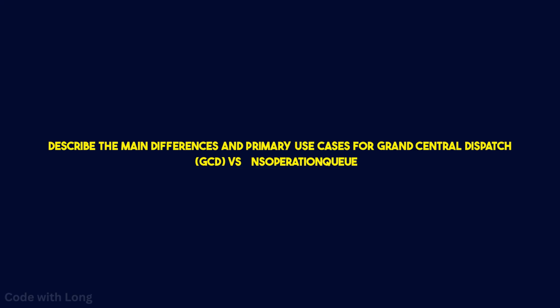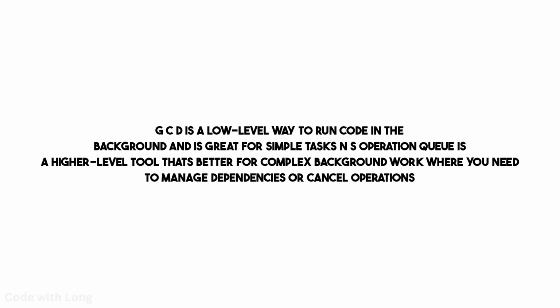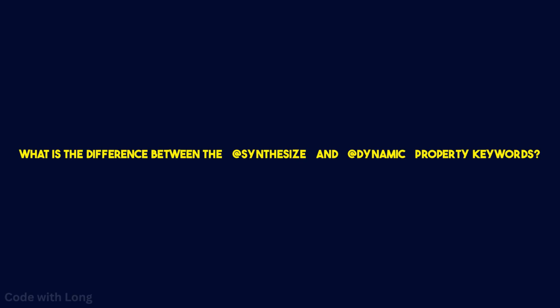Describe the main differences and primary use cases for Grand Central Dispatch, GCD, versus NSOperationQueue. GCD is a low-level way to run code in the background and is great for simple tasks. NSOperationQueue is a higher-level tool that's better for complex background work where you need to manage dependencies or cancel operations.